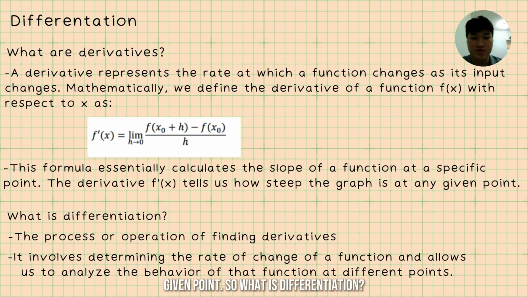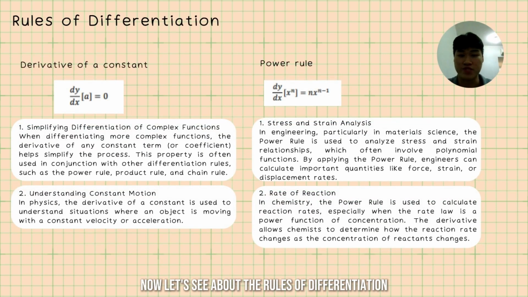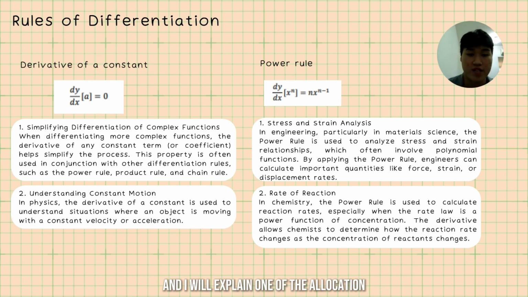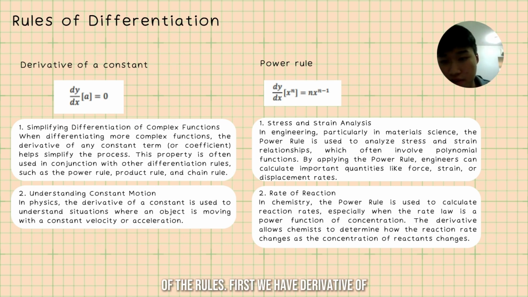So what is differentiation? It is the process or operation of finding the derivative. This involves determining the rate of change of a function and allows us to analyze the behavior of that function at different points. Now let's see the rules of differentiation, and I will explain one application of each rule. First, we have the derivative of a constant.